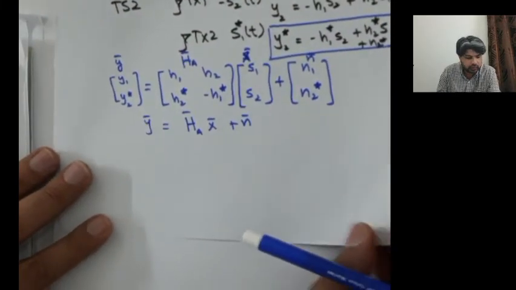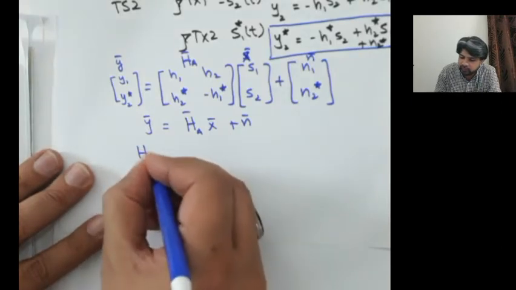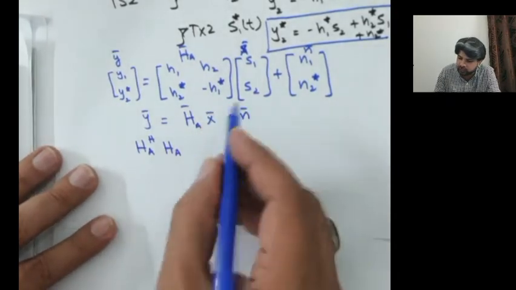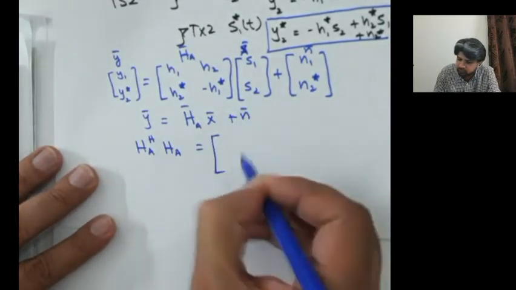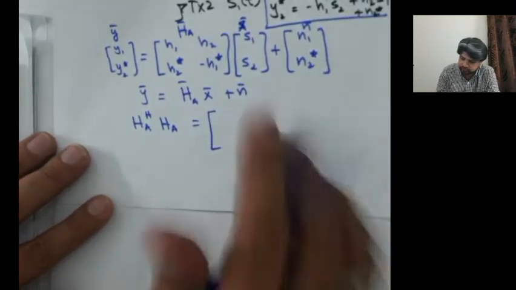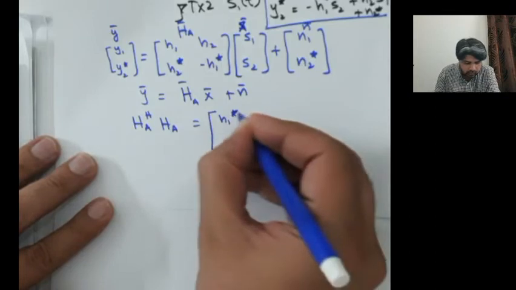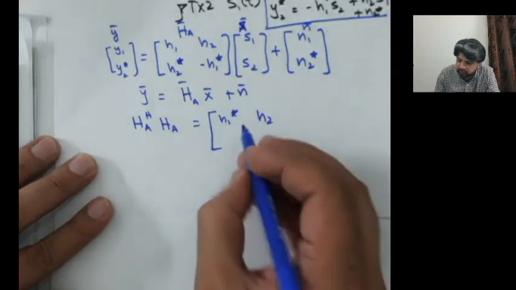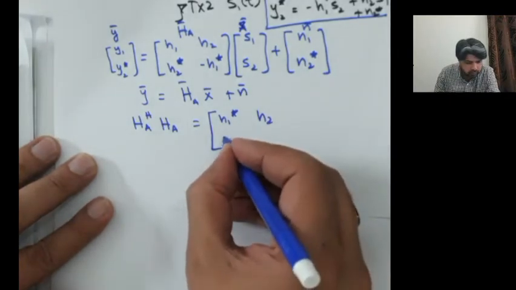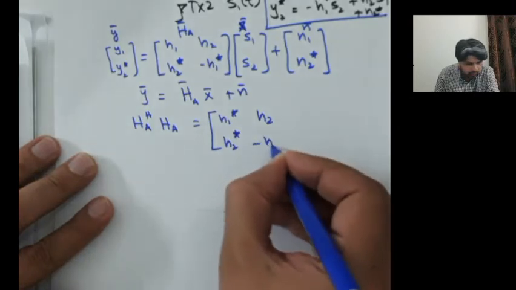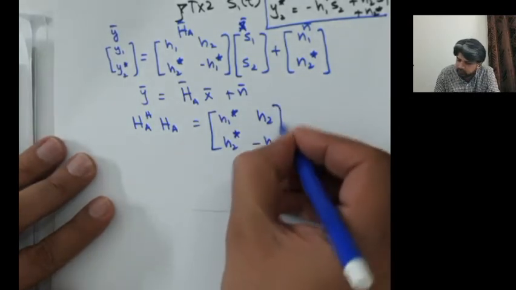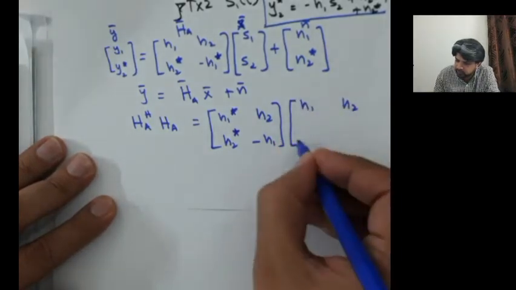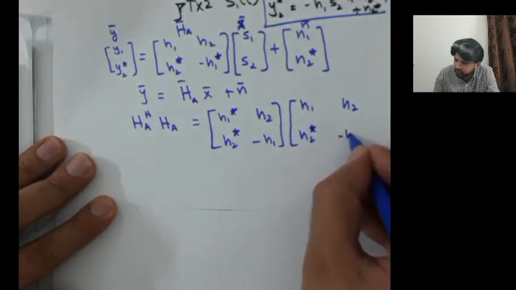So what you can notice is that if you want to compute HA Hermitian times HA, what would this look like? So HA Hermitian would be equal to H1 conjugate, H2. You take the transpose and then you also take the complex conjugate. Then H2 conjugate here and minus H1. That would be your HA Hermitian. And if you multiply HA Hermitian with HA, you get a special matrix.